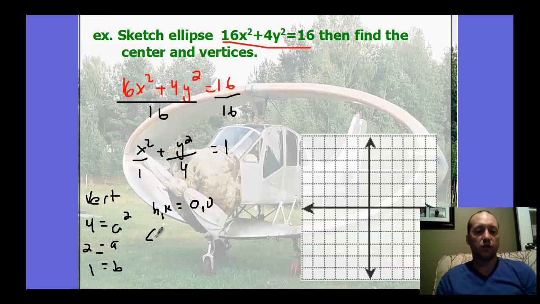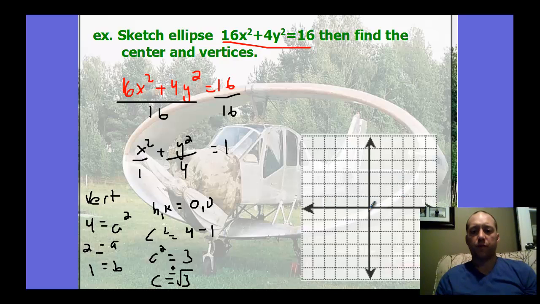The last thing to do is to find the foci if we want to plot those. C squared equals A squared, which is 4, minus B squared, 1. So C squared equals 3. So C is √3. That's plus or minus, both directions.